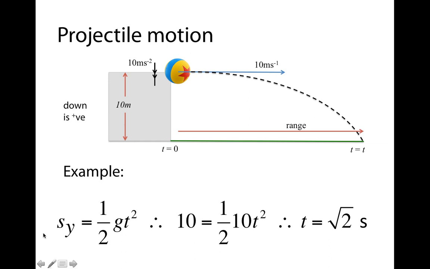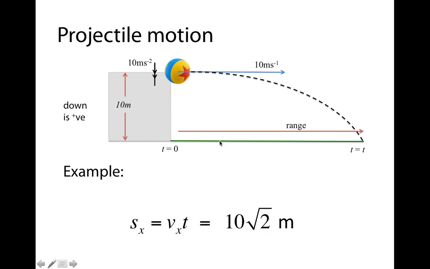So we take this equation that we already have looked at. We plug in our numbers, try and find t. Work it all out, t equals the square root of 2 in seconds. So the range equals the horizontal velocity multiplied by time. Horizontal velocity is 10, therefore the range Sx equals 10 root 2 meters, so about 14 and a bit meters.